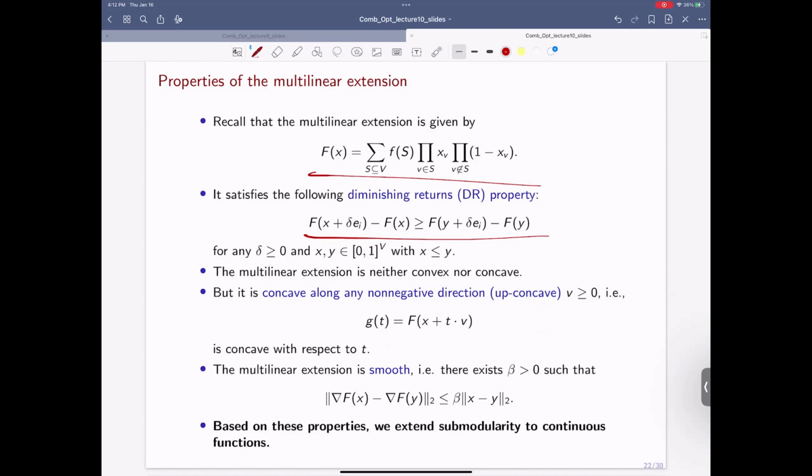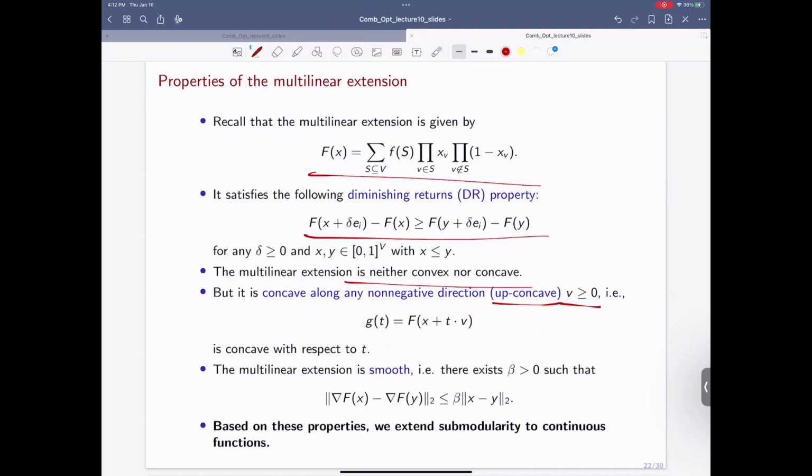Okay, it is neither convex nor concave, but what you can argue is that along the non-negative direction, the function is concave. The function itself is neither convex nor concave, but if you move along the non-negative uniform direction, it's concave, and it's called up-concave.